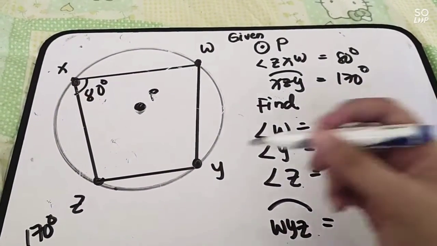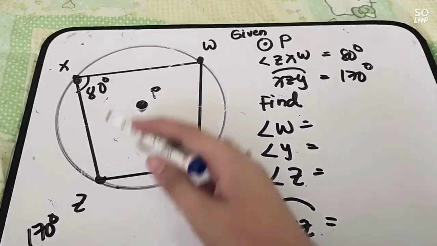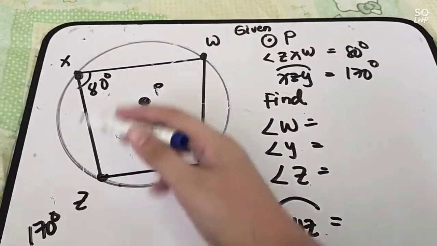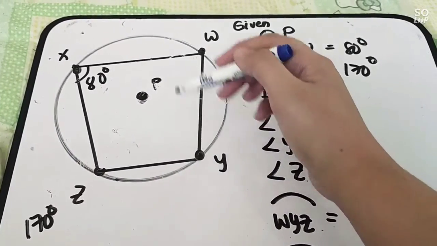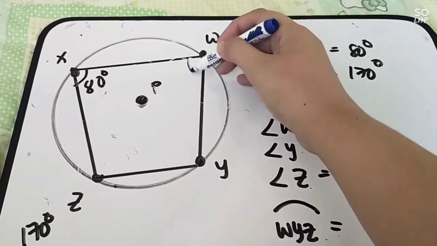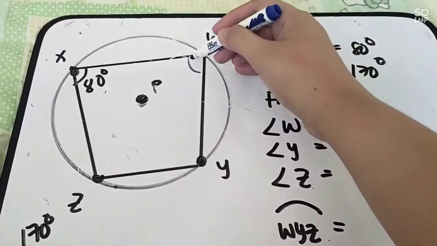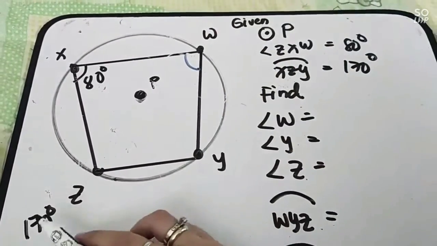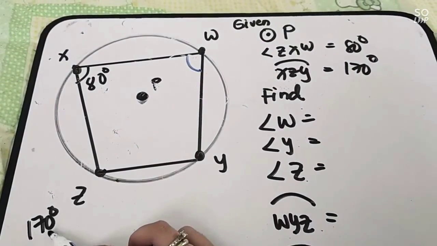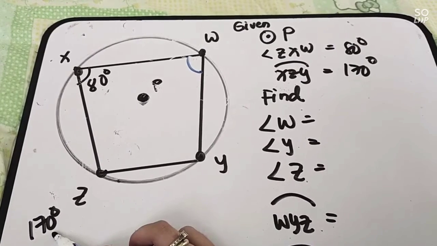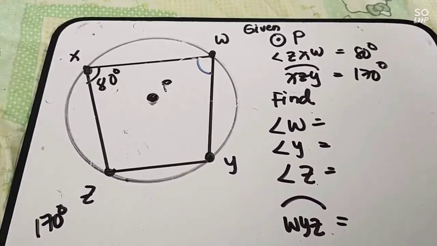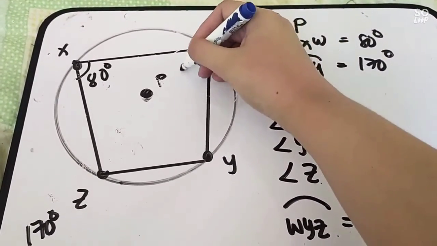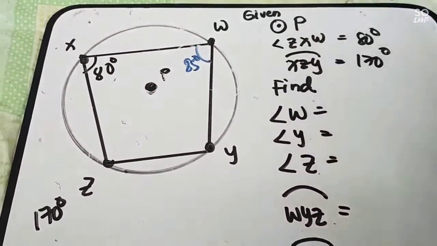So, we have here 170 itong si arc na to, itong arc XYZ. Ang kanyang inscribed angle ay ito, si angle XWY o si angle W. So, we have 170. Anong kalahati ngayon ni 170? The answer here is 85 degrees. So, let us write here 85 degrees.